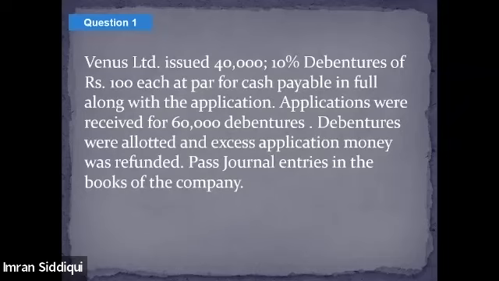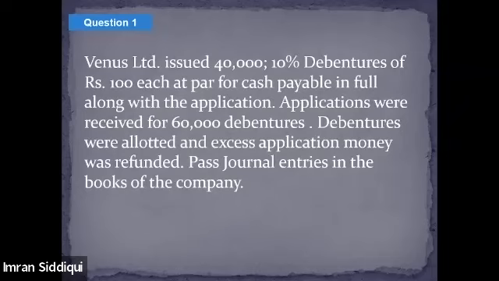Question number one. Venus Limited issued 40,000, 10% debentures of rupees 100 each at par for cash, payable in full along with application. Applications were received for 60,000 debentures. Debentures were allotted and excess application money was refunded. Pass journal entries in the books of the company.